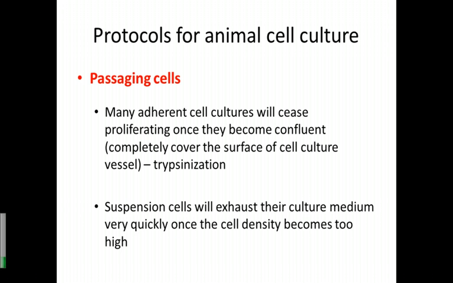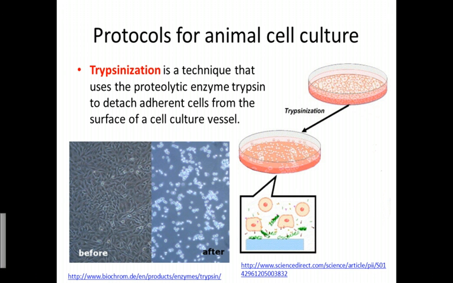So how do you subculture the cells? For adherent cells, where the cells adhere to the bottom of the culture dish, you will need an additional process known as trypsinization using the trypsin enzyme. For suspension cells, it is relatively easier because you will just need to divide the cells into half and replace with the medium. Trypsinization is only applicable to adherent cell types.